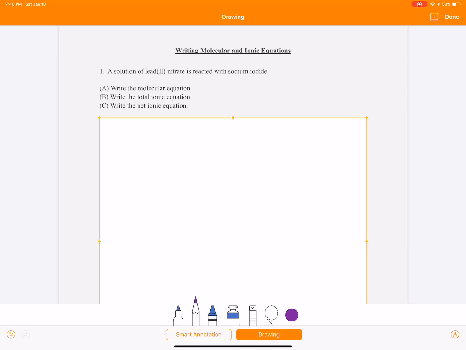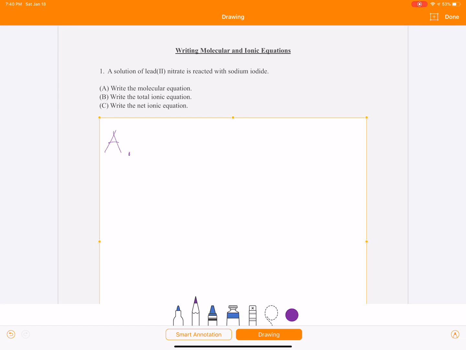I'm Hunter, and today what we'll be doing is writing molecular and ionic equations. By now you should be able to write and balance a molecular equation given a word equation or given the full reaction itself. So first thing to do is to write the molecular equation.